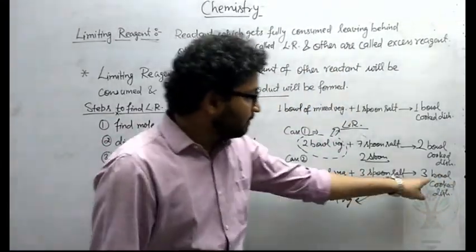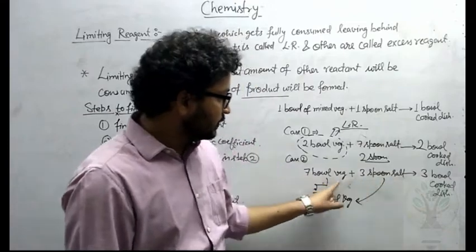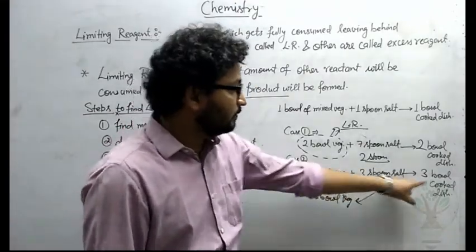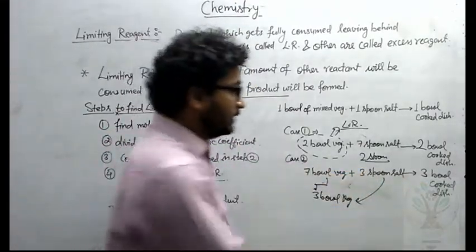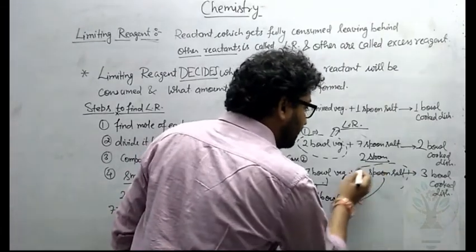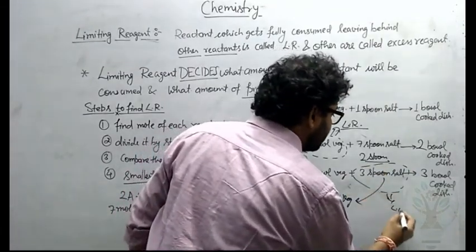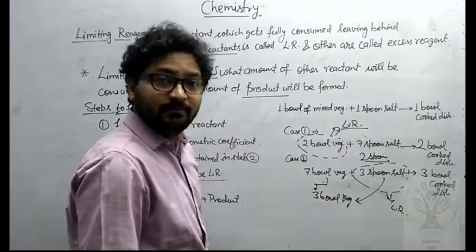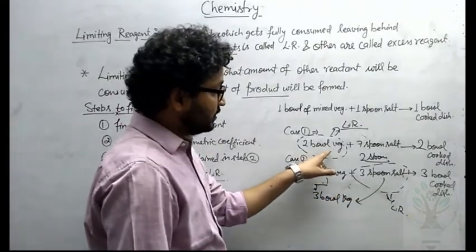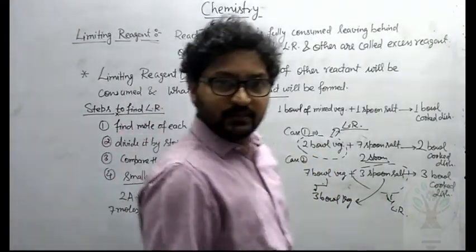So we are preparing the dish on the basis of what? Salt or veg? We are preparing the dish on the basis of salt. So that is why this will become our what? Limiting reagent. Because it is getting over during the reaction. And who is the limiting agent here? Okay, I hope this scenario is clear.